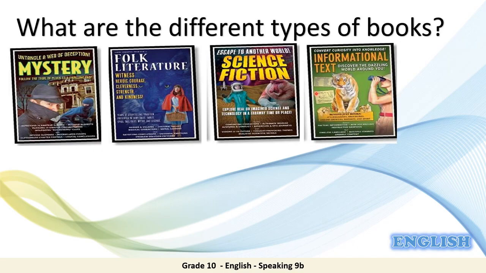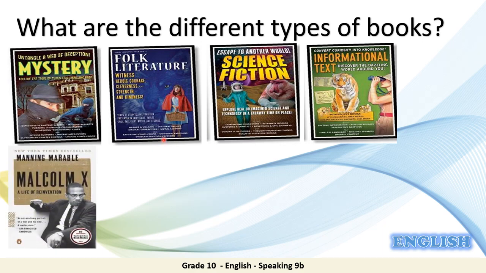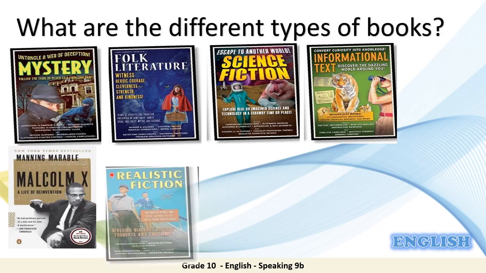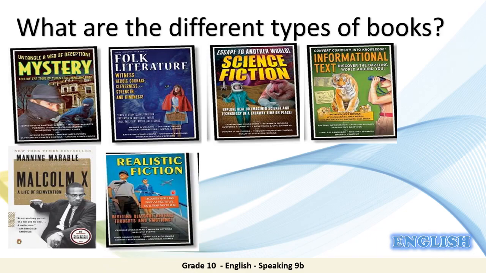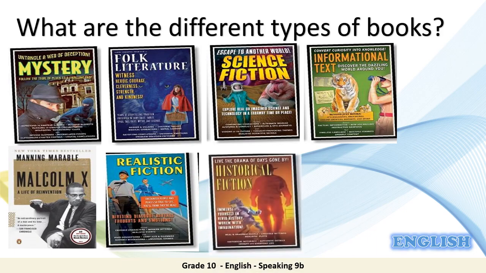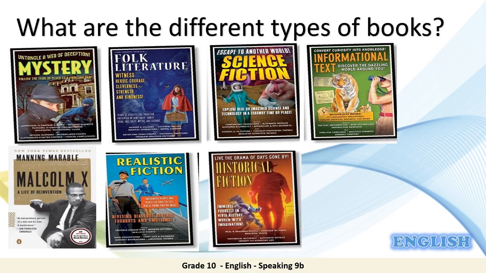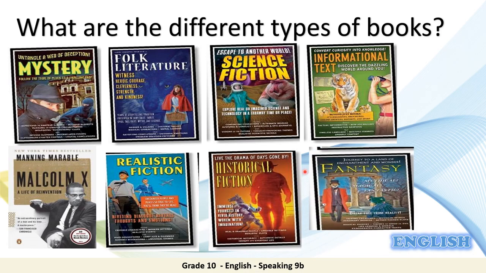We have informational books that might talk about animals, building, or any other issue related to our life. We have also biography, which provides a fictional account of a historical person's life. We also have realistic fiction, historical fiction, and also we have fantasy books.